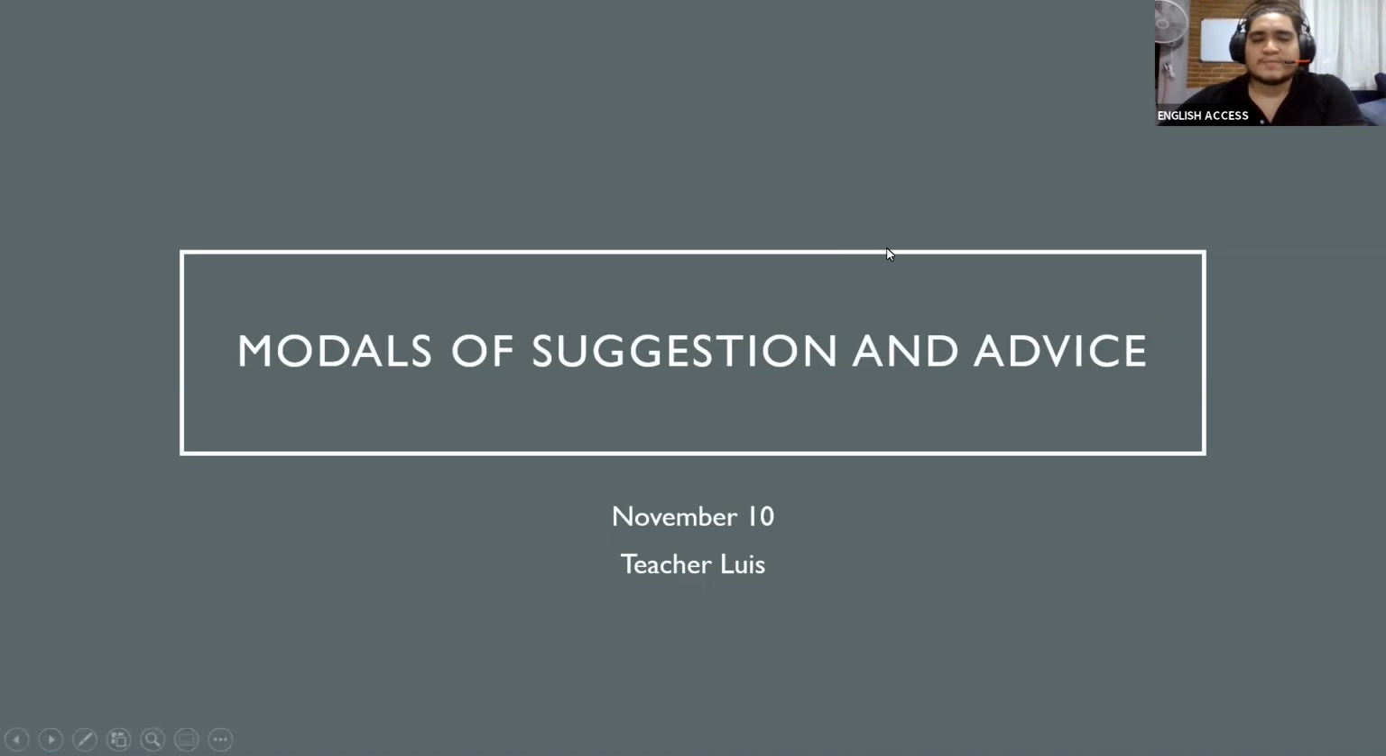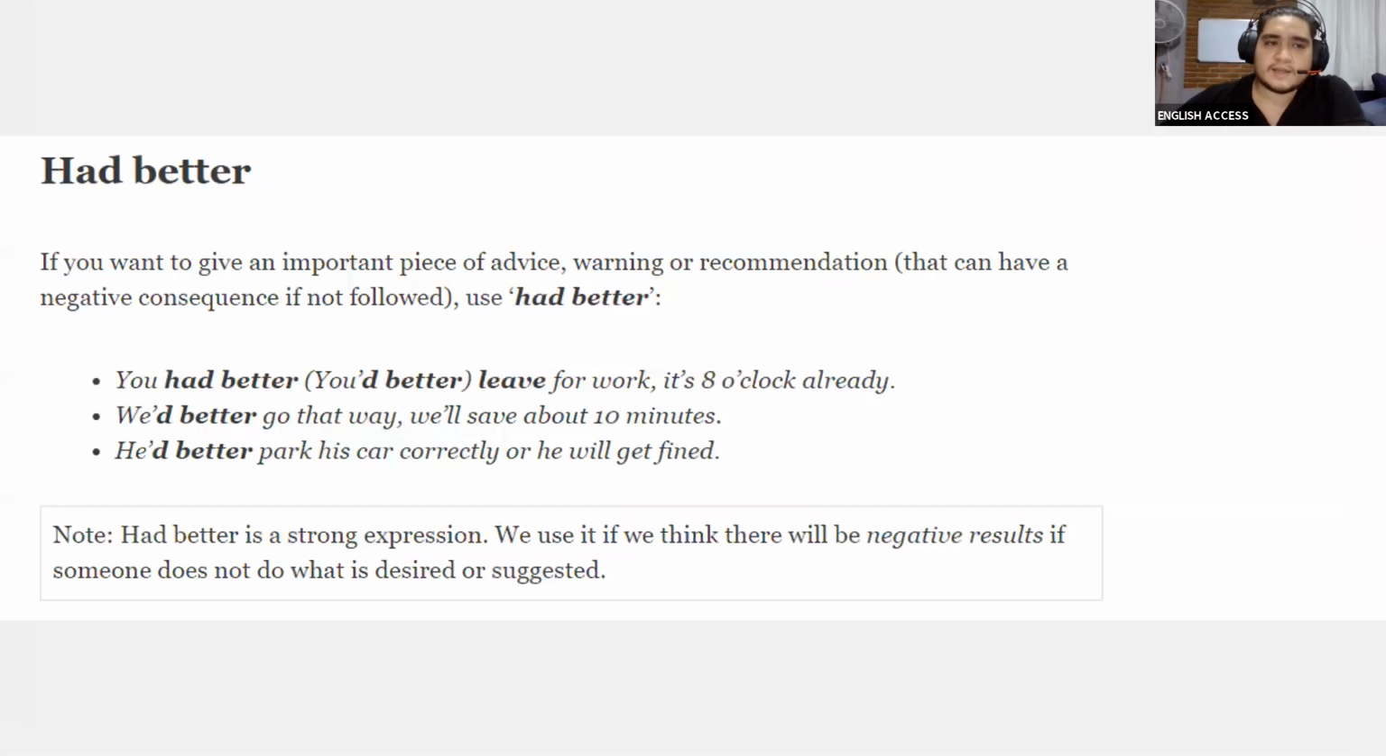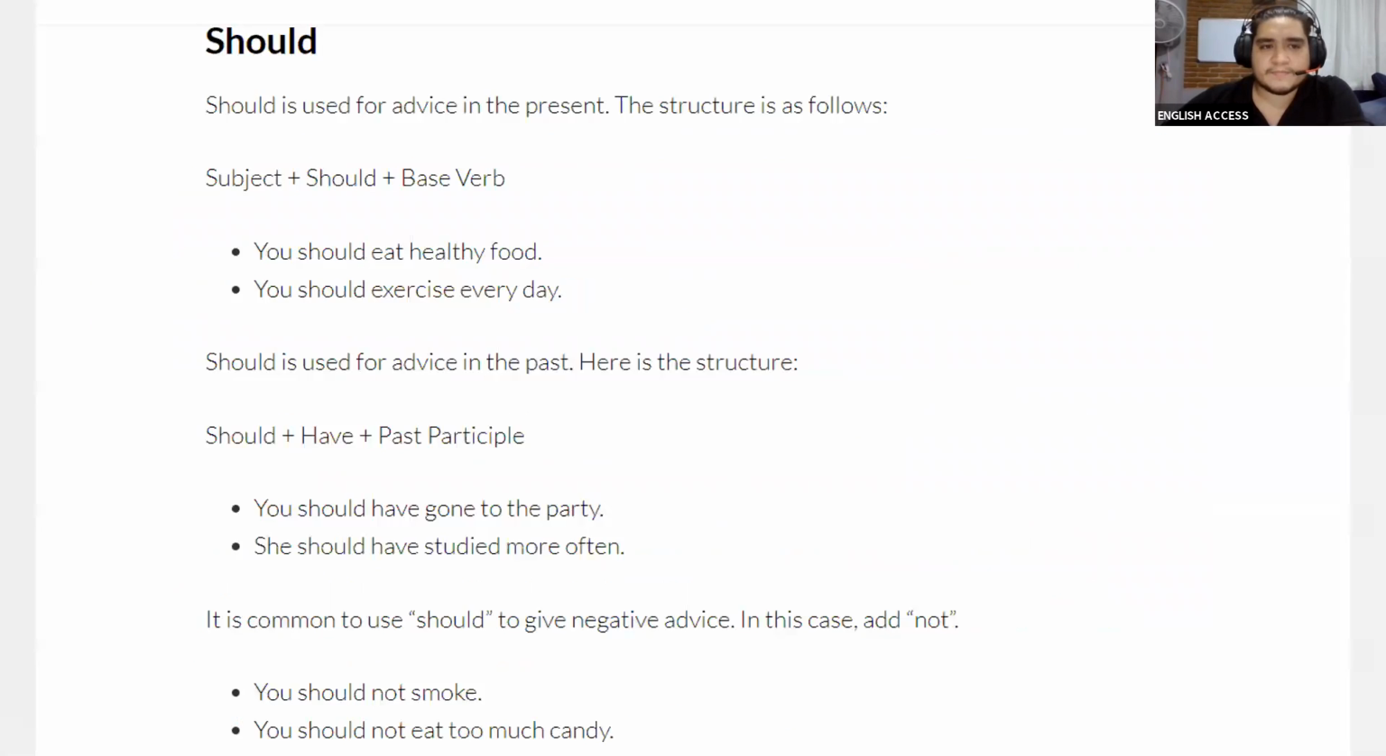Okay, let's begin. Modals of suggestion and advice. Now, the modals that we're going to see are three, which are should, ought to, and had better. So let's begin with should. Should is used for advice in the present. The structure is as follows: subject, should, and a base verb.